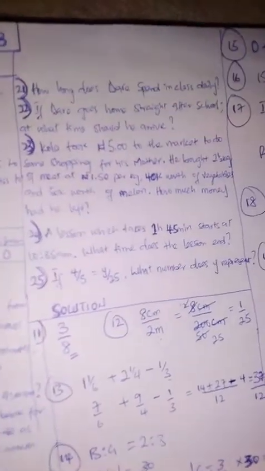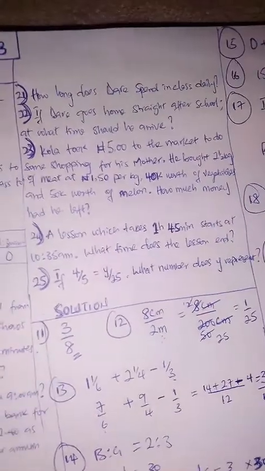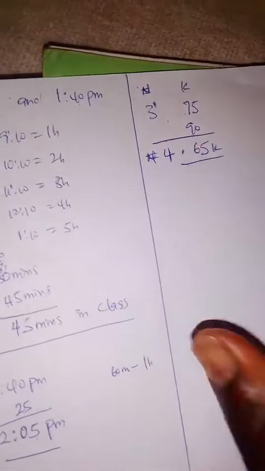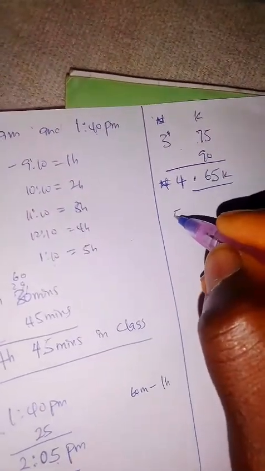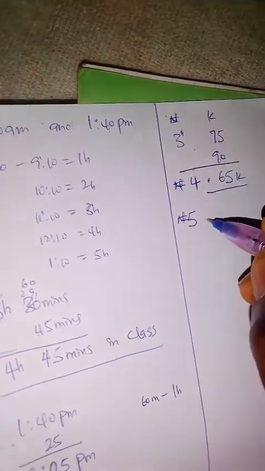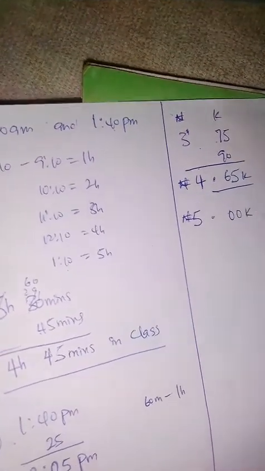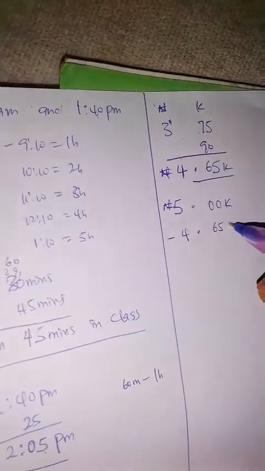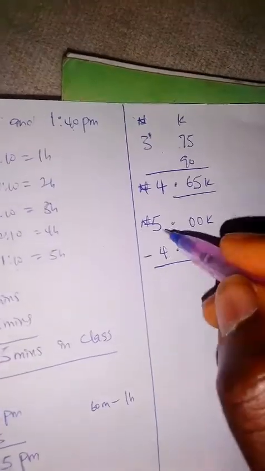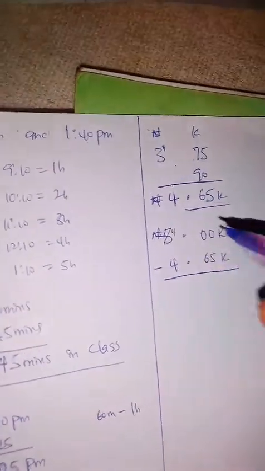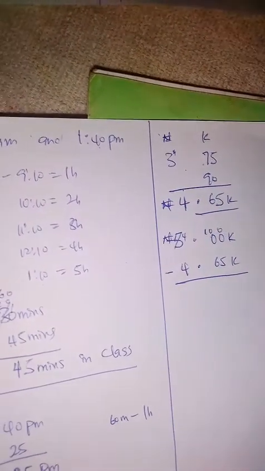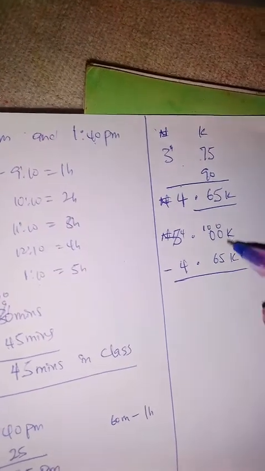The question now says: how much money had he left? That is, how much is he going to collect as change? Very simple. 5 naira 00 kobo minus 4 naira 65 kobo. In this case, I borrow 1 from here, this becomes 4. Take it here, it becomes 100 kobo, because 1 naira is equivalent to 100 kobo.